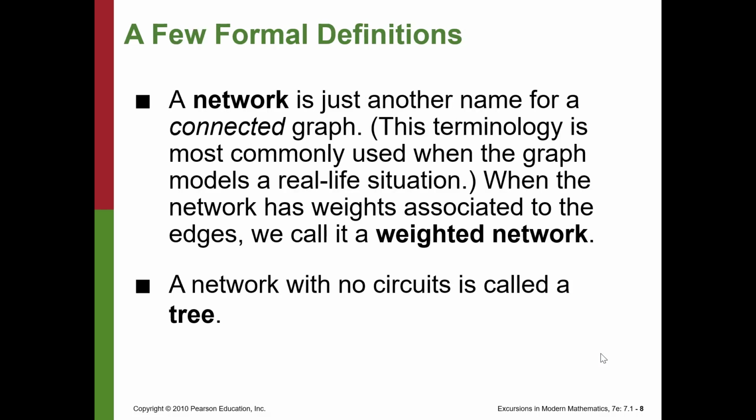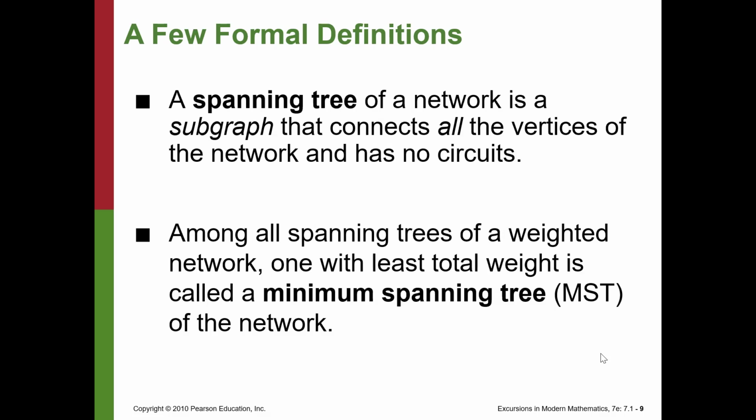So we'll get into a few formal definitions. A network is just another name for a connected graph. This terminology is most commonly used when the graph models a real-life situation. When the network has weights associated to the edges, we call it a weighted network. Of particular interest, as we saw in the previous slide, is where you don't have any circuits, right? Because when we're trying to minimize the connectedness, we don't want any circuits. And so a network with no circuits is called a tree. And that's what we're going over in this section today, trees.